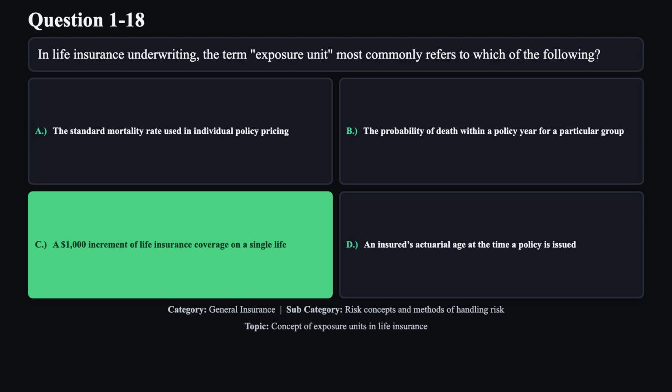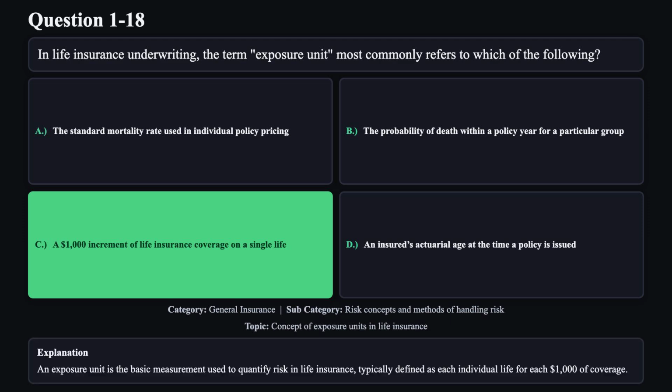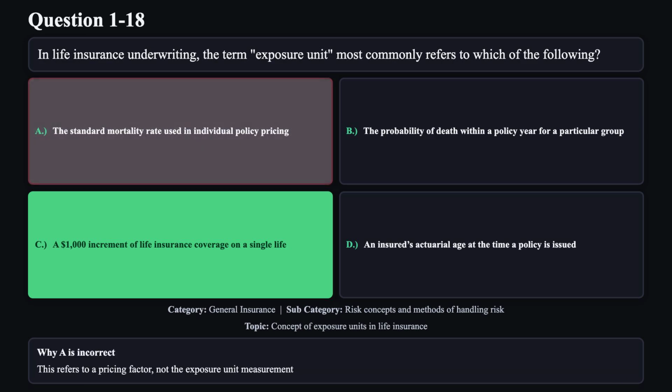The correct answer is C. An exposure unit is the basic measurement used to quantify risk in life insurance, typically defined as each individual life for each $1,000 of coverage. Reason A is not correct. This refers to a pricing factor, not the exposure unit measurement.